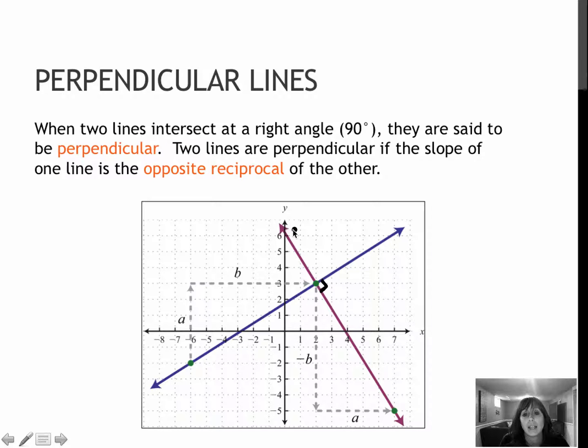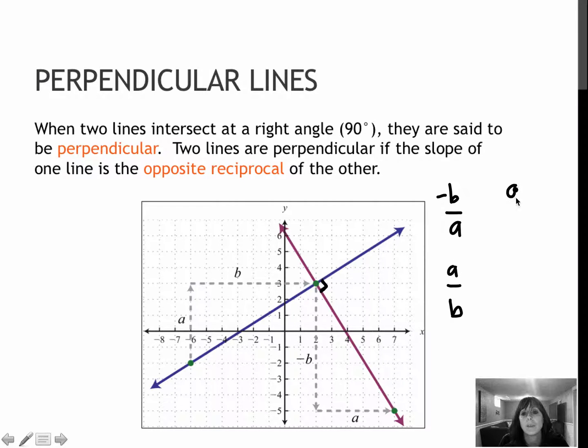So let's look at this sort of purplish line. The slope of that line would be a rise of negative b over a run of a. The slope of the blue line would be a rise of a and a run of b. Notice what's happened between these two.